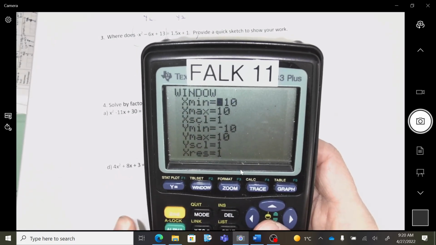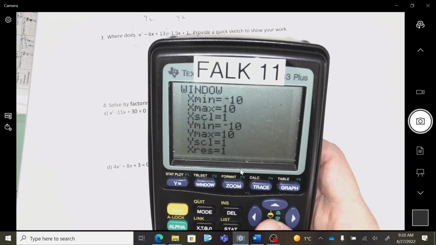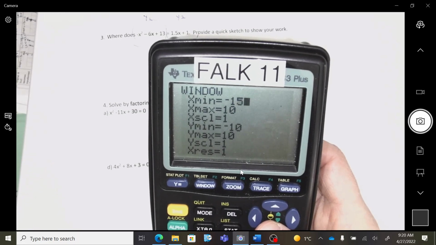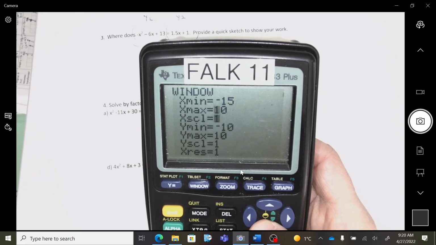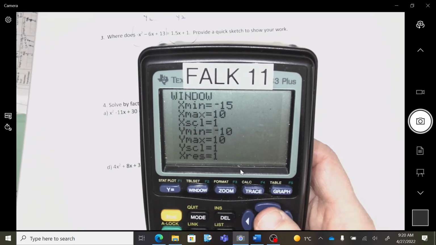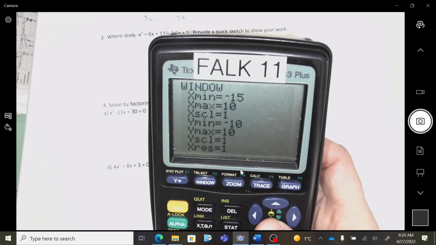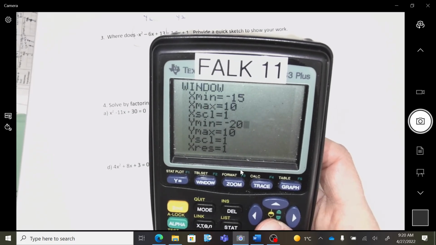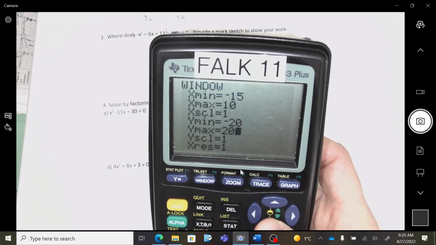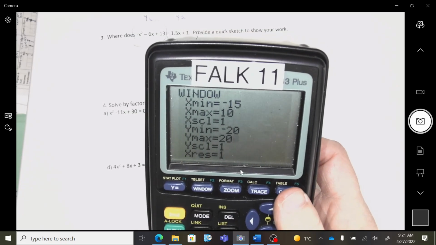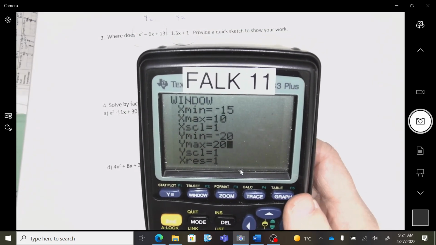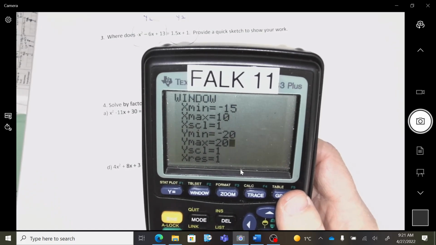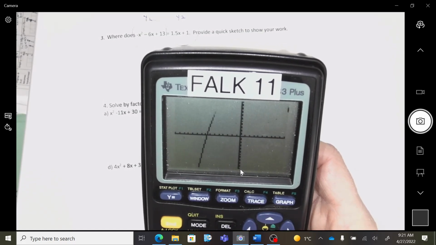Okay, so window. I'm going to go negative 15 on x. I'm going to go negative 20 and positive 20 on the y. And then I'm going to graph and see. You never know. You might have to try it a few times. That's all fine.